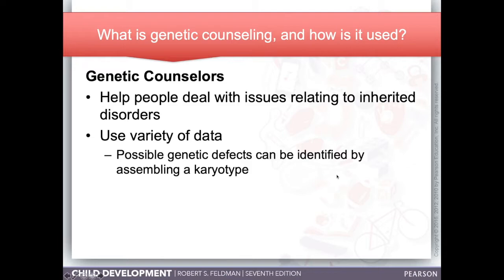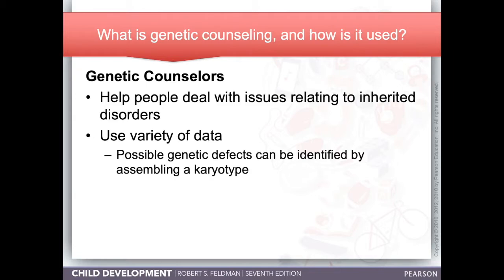Genetic counseling. What is genetic counseling? How is it used? It helps people deal with issues related to inherited disorders. You might have heard of getting a test done to see if women have the BRCA gene. That's a really common one, with breast cancer being passed down from mothers to daughters, seeing if you have that gene, kind of being proactive.